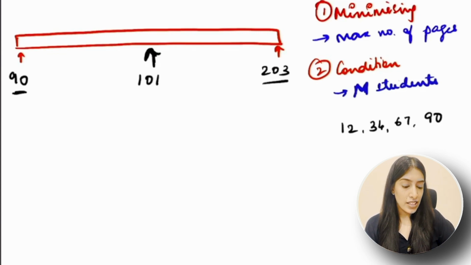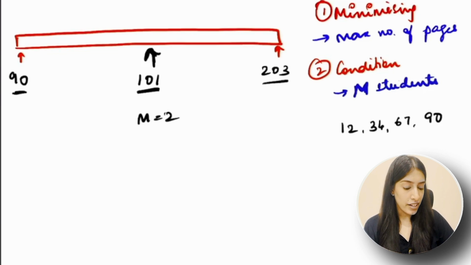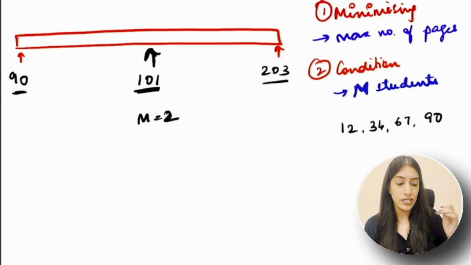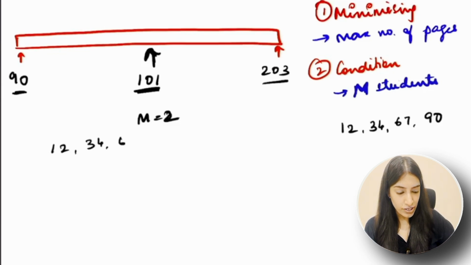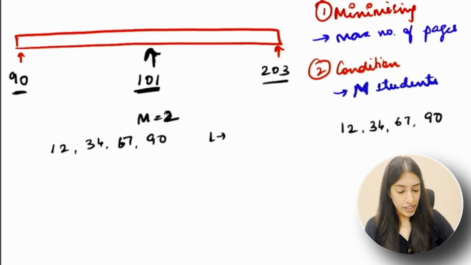Now we will see whether we can assign m students. So m in this example is 2. We will see whether we can assign the books to 2 students such that 101 is the maximum number of pages a student gets. So we had the array 12, 34, 67 and 90. We try assigning the books now. To the first student we assign 12 pages. Then we see 12 plus 34 is less than 101, so we assign 34 pages to student 1 again.